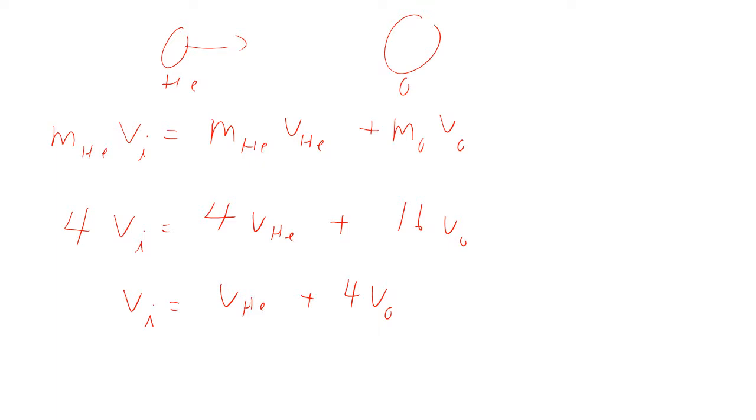So I want to isolate one of our two unknowns. So there's one of the unknowns. That's equal to the initial minus 4 times the velocity of the oxygen. Okay. Well, because the electrical force is conservative, that means that the initial kinetic energy is going to equal the final kinetic energy.